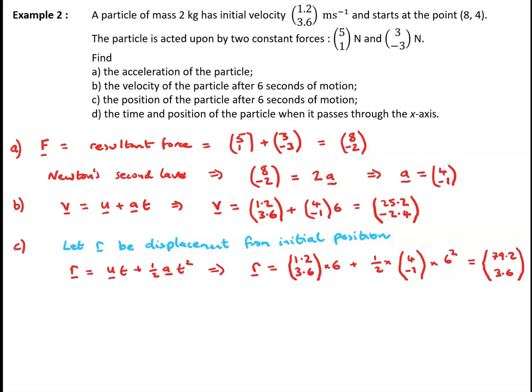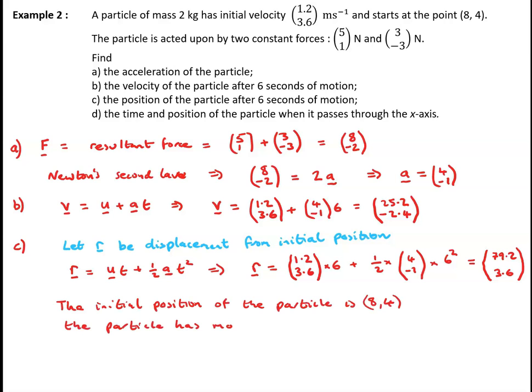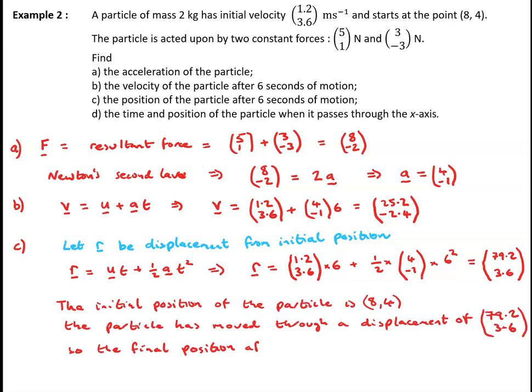Now the particle started at the point (8, 4). It's moved through a movement of 79.2 in the x direction and a movement of 3.6 in the y direction, which means that it's ended up at the point (87.2, 7.6).